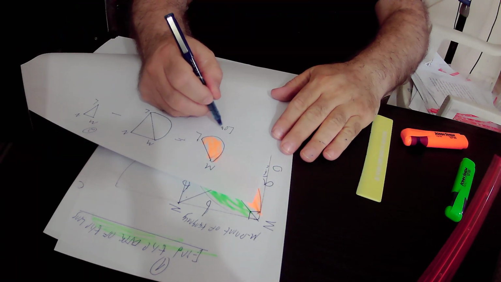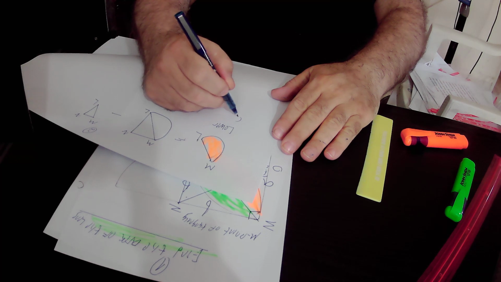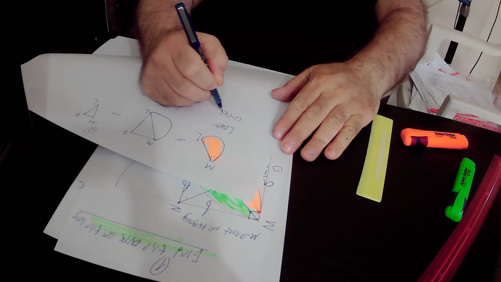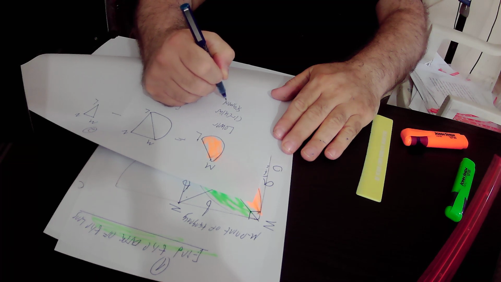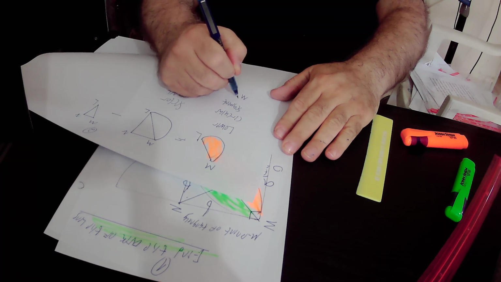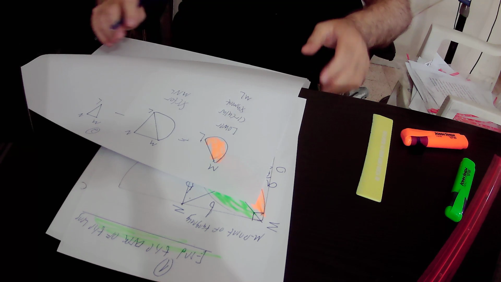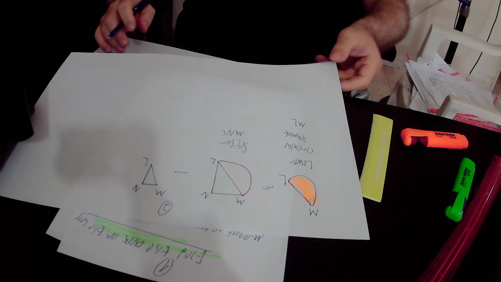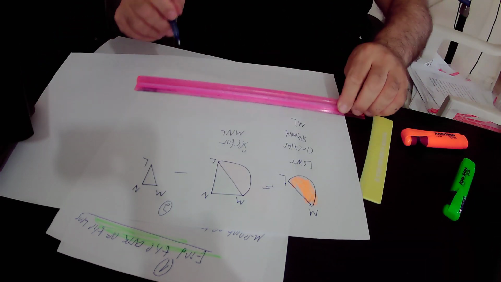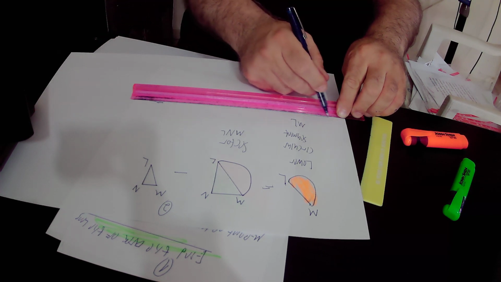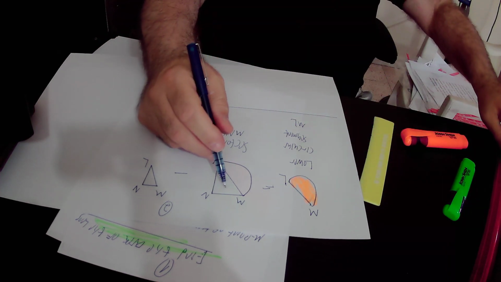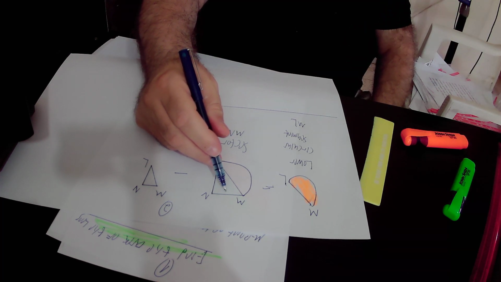This is the lower circular segment ML. In order to find the area of sector ML, we have to find this angle.